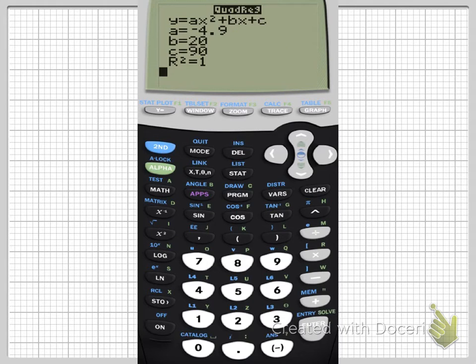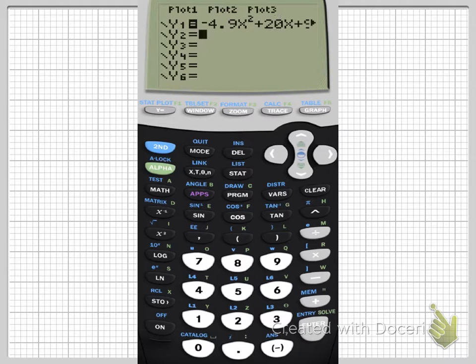And then you will get this screen right here, which shows your equation. You notice it gives you what A, B, and C are. If you have an R value right there, that R value just tells you how good a fit it is, where the closer to 1 it is, the better. So you see if it's exactly 1, this quadratic equation goes through every single point. So it's a perfect fit.